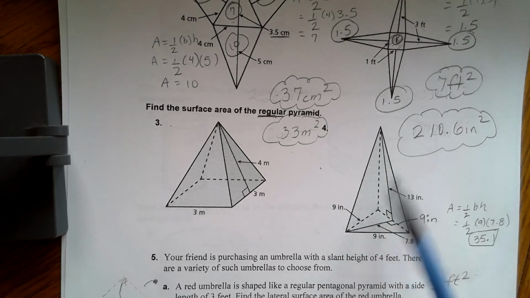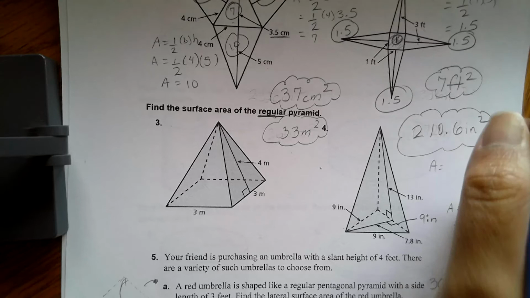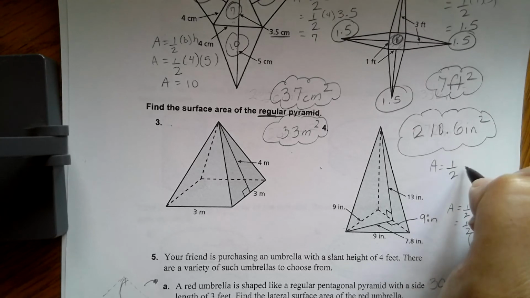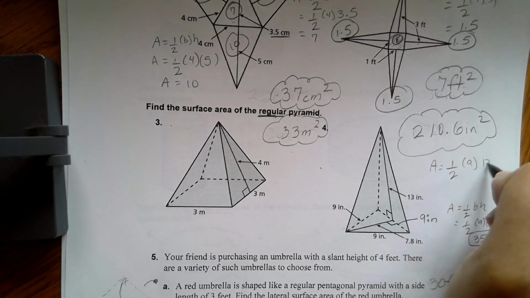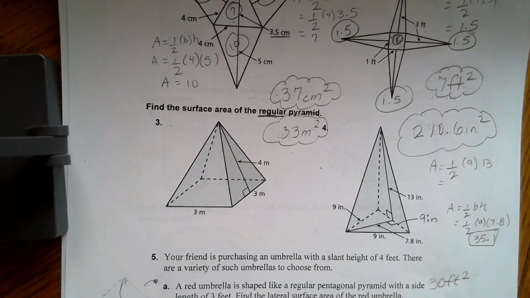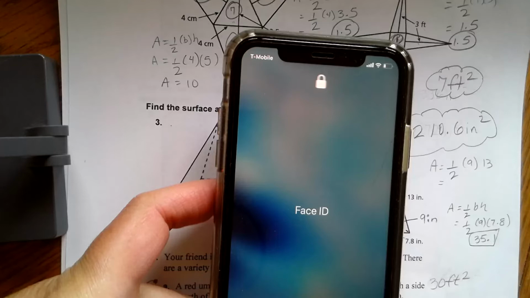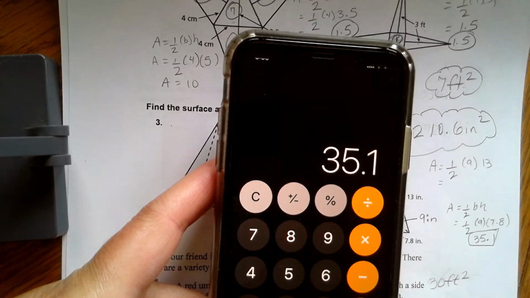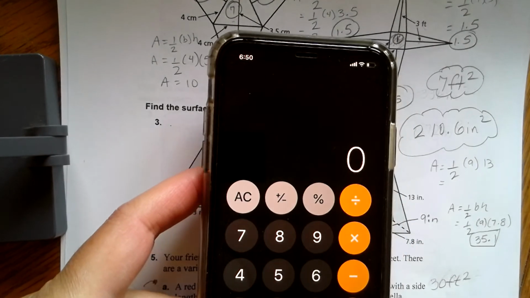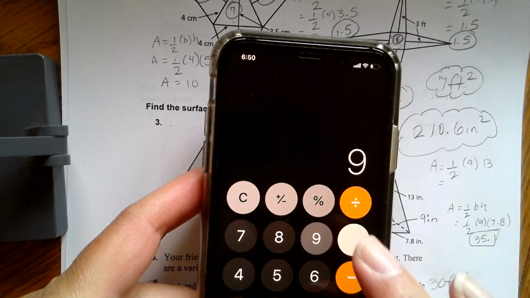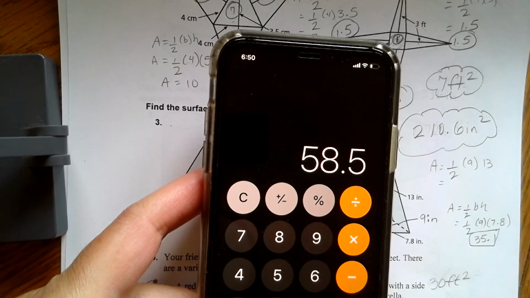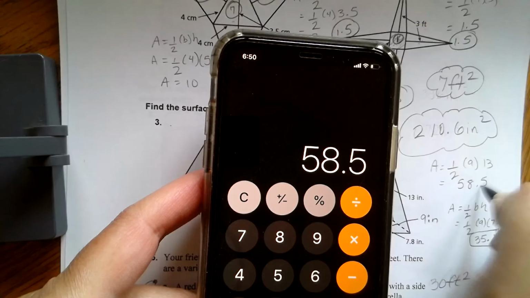So we have area equals 1/2 times the base length, 9, times 13. So 1/2 times 9 times 13. I'm going to show you my calculator. All right, so let's see here. 0.5 times 9 times 13. So it's 58.5. Now there are 3 of those, so we have to times this by 3.